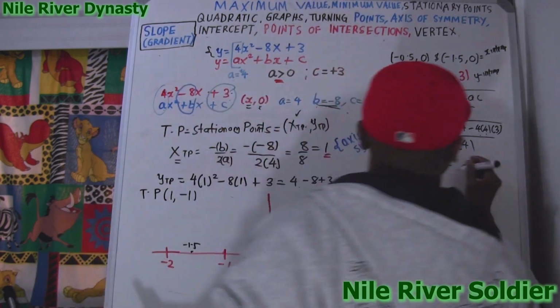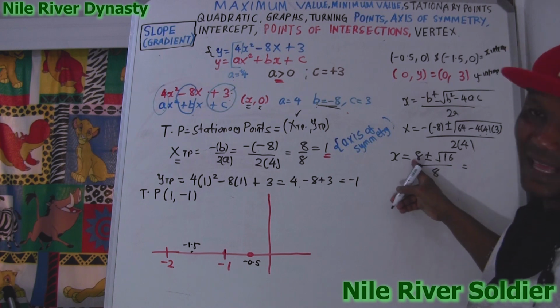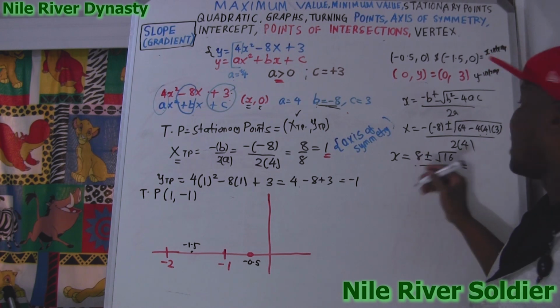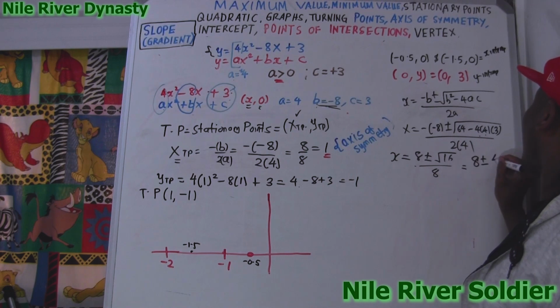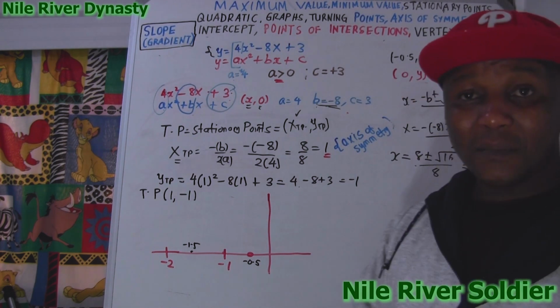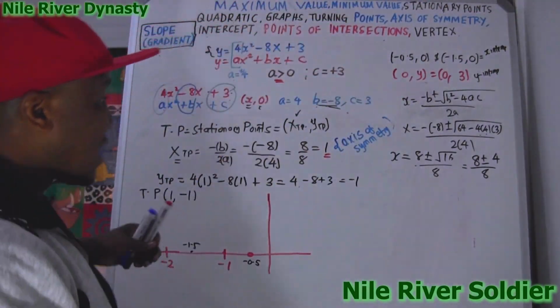And this is going to give us, oh, so this is supposed to be positive 8, not negative 8. That's how I made a mistake. This is a positive 8. So this is going to be 8 plus or minus, and the square root is going to be equal to 4, over 8. You see how I made a mistake? I also make mistakes too. So that's how it was a problem.